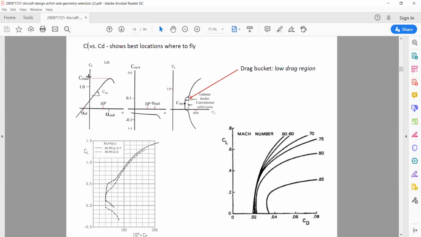Clear? And also we can see here alpha stall, the stall angle, which may be around 16 degrees. Clear? And these are the different things. This is called a drag bucket. Okay, it's very important. What is the drag bucket region? It is called the low drag region. Understood? It's very efficient to fly in that region.